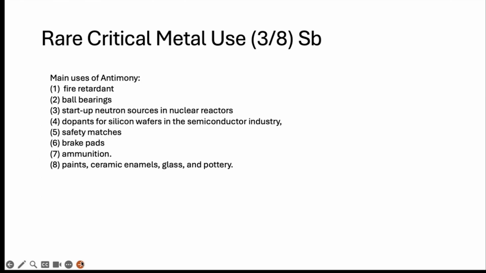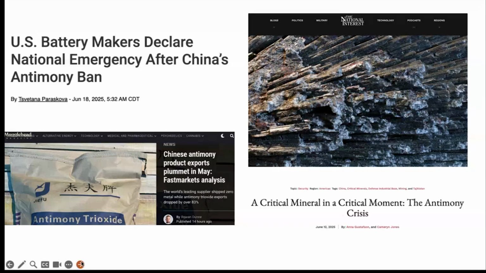Antimony is mainly used as a fire retardant, in ball bearings, and as startup neutron sources in nuclear reactors. It's used as dopants in silicon wafers in the semiconductor industry, and in safety matches, brake pads, ammunition, and other things. And this is one of these elements that hit the news because China banned antimony, so you get some interesting things in the news media.